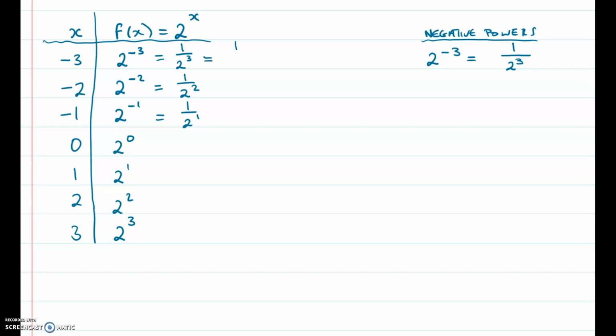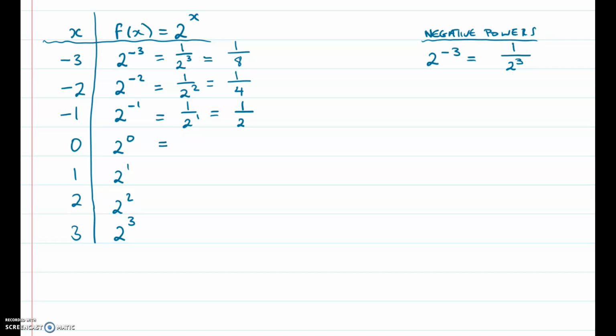So we've got a 1 on top, 2 to the power of 3, that's 2 by 2 by 2, which is 8. Not 6, easy to think of 6. It's not 2 times 3, it's 2 times 2 times 2. 1 over 2 squared. 2 squared is 2 times 2, which is 4. 1 over 2 to the power of 1. Well, anything to the power of 1 just means that same number itself.